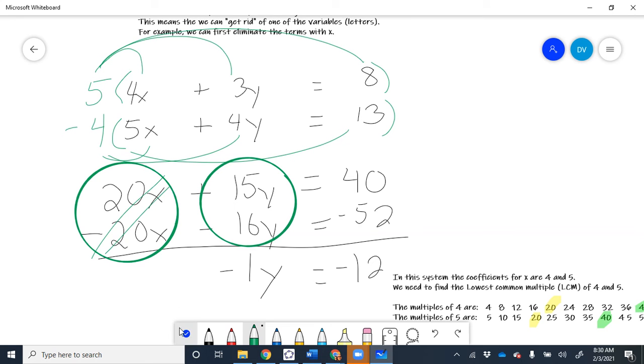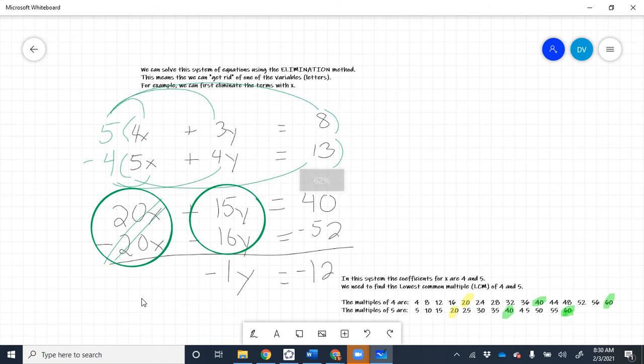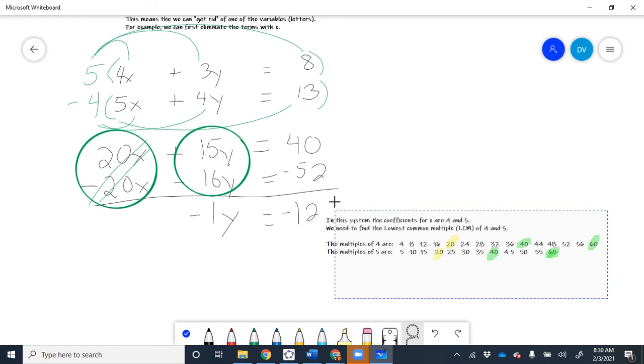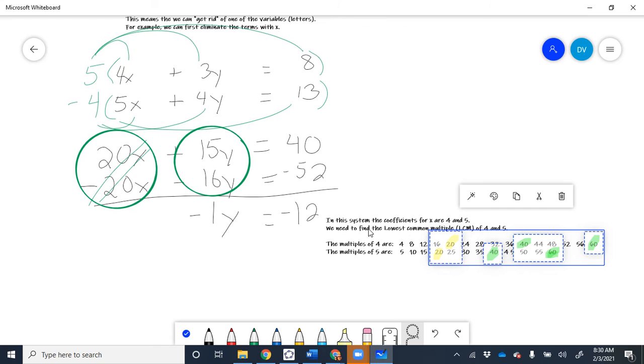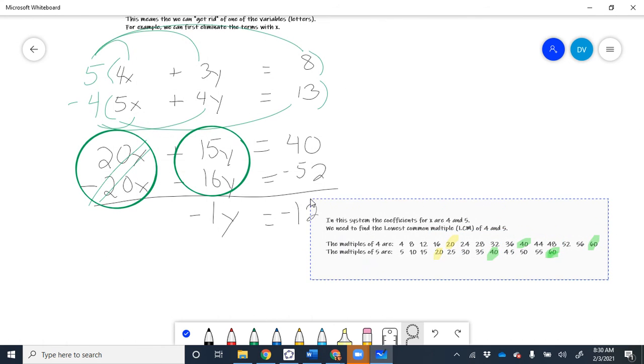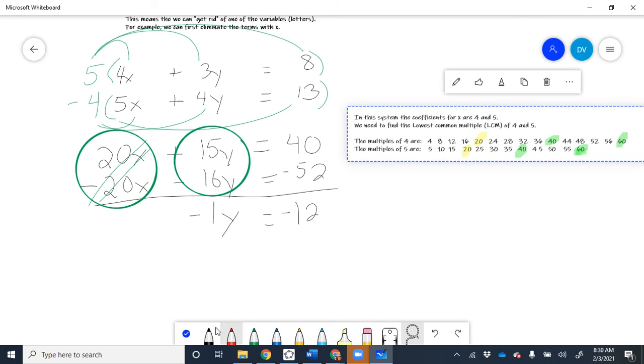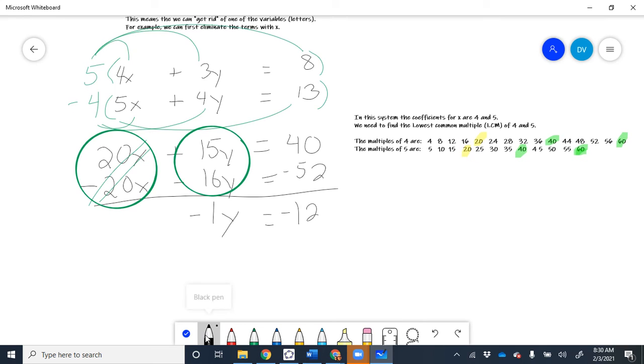Okay. So what we end up with now is a much simpler equation. Negative 1y is equal to negative 12. So we just need to divide both sides of this equation by negative 1. And the negative 1s will simplify, and so we'll have y is equal to 12. Negative divided by negative is positive. Y is equal to 12.